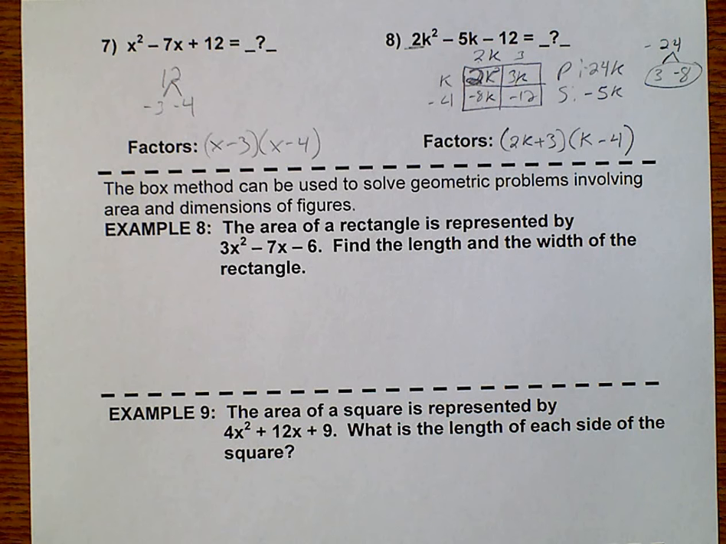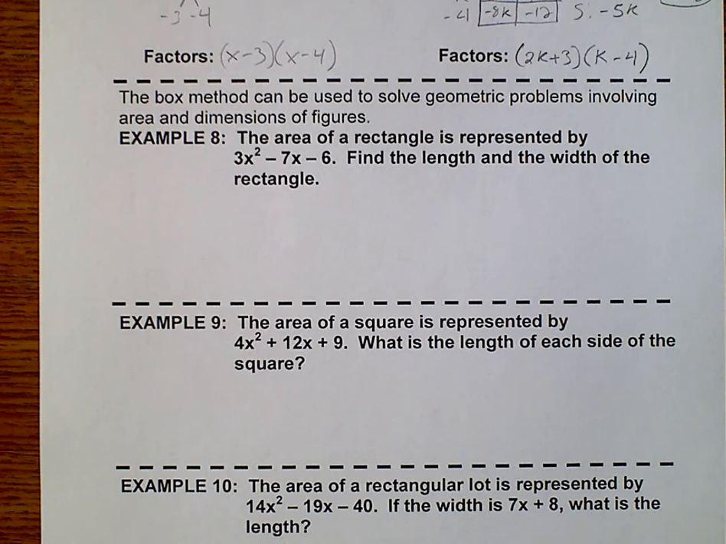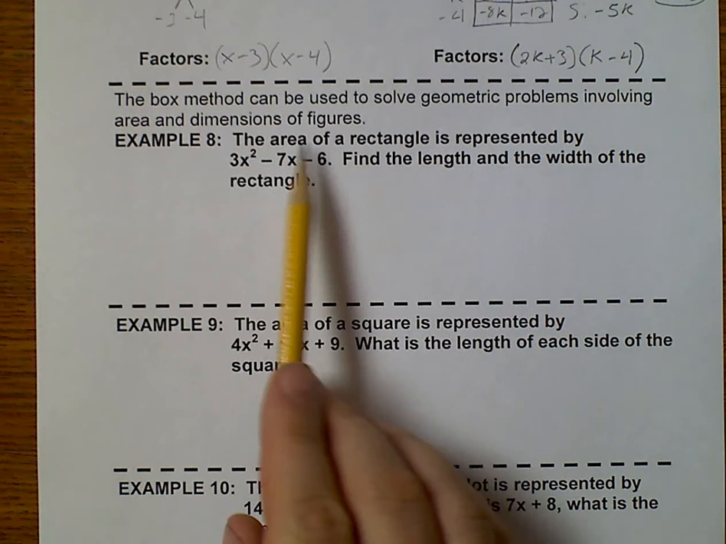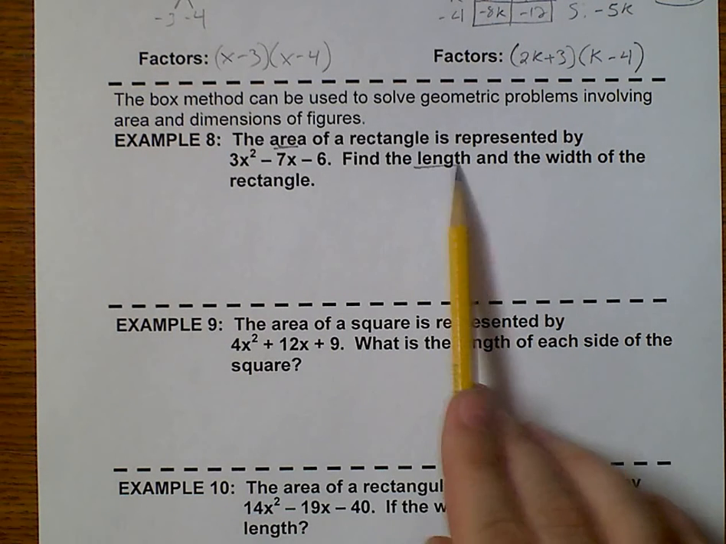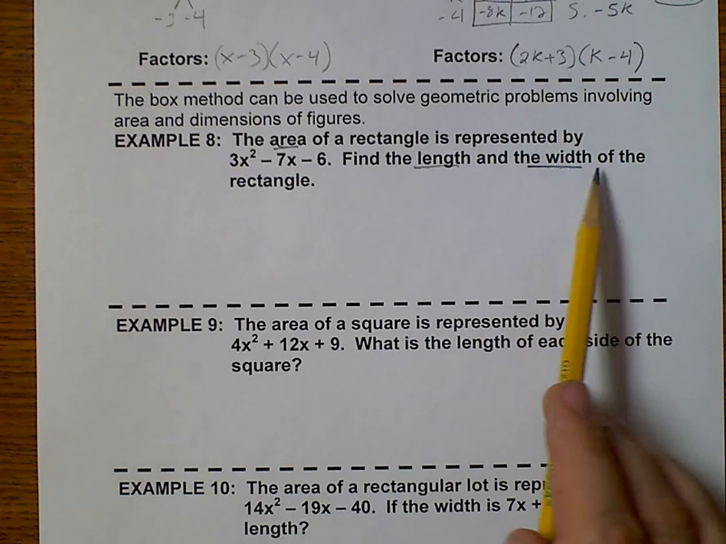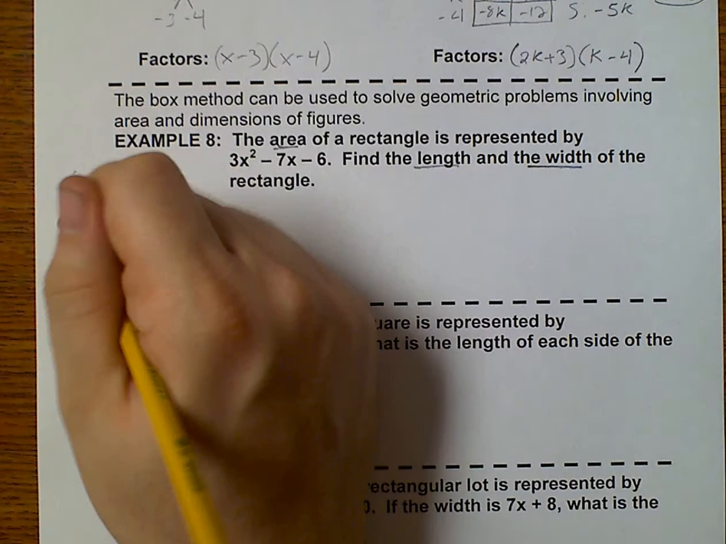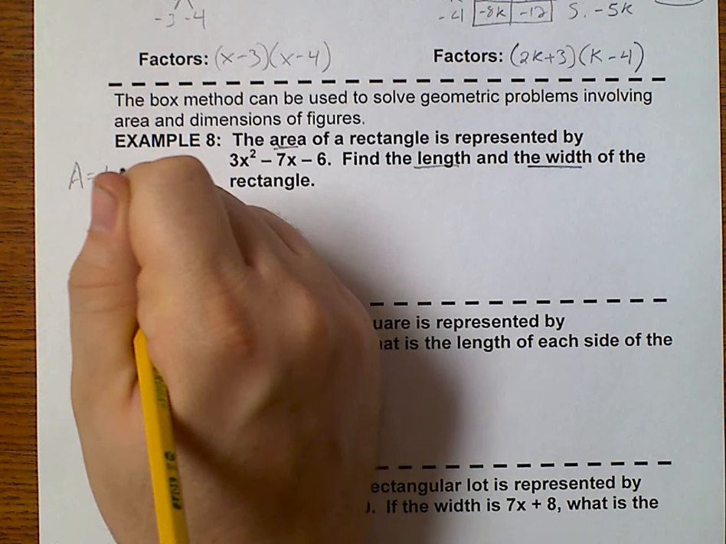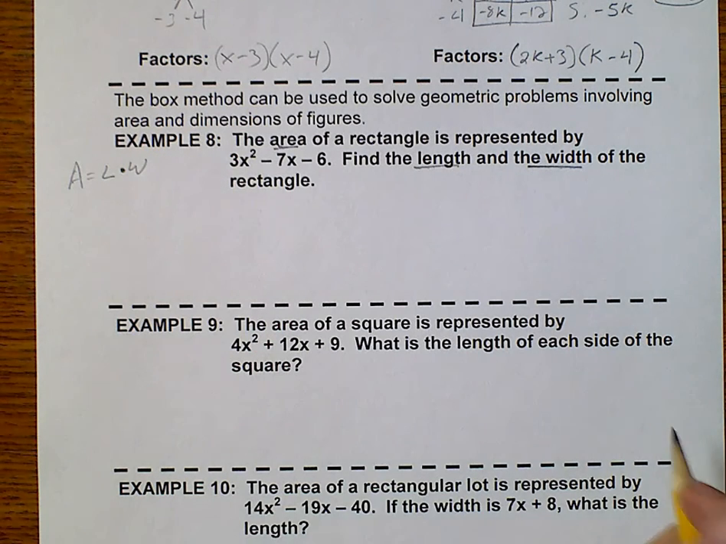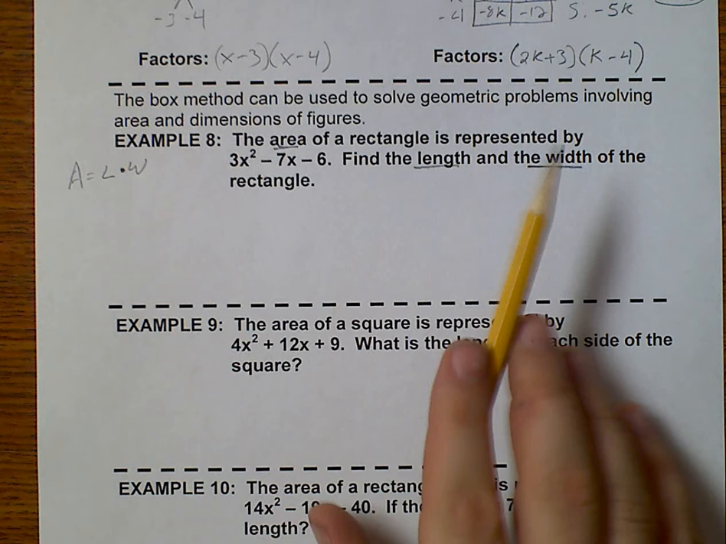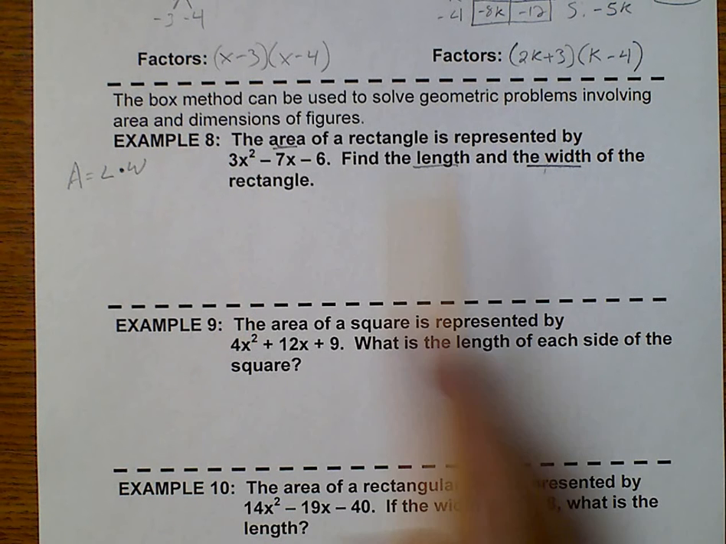Now, besides just learning that we can do some of these in our heads without having to do a whole lot of work, we're also going to apply these to geometric problems. The first one is pretty standard. They give us a trinomial and call that the area, and we want to find the length and the width. Well, area equals length times width. So that means I need to find what two things multiply to give me this. I need to find my factors.